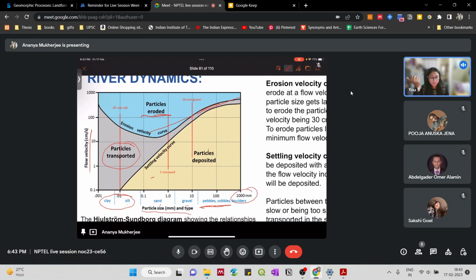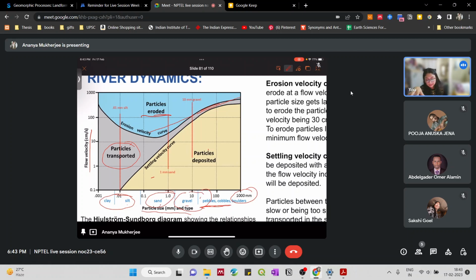Then when the flow velocity decreases further, you will have consecutively the smaller grains. The sand will get deposited, and at the last, when the flow velocity is very low at the mature stage, a lot of clay and silt is still in the water. Some grains of silt will get deposited.